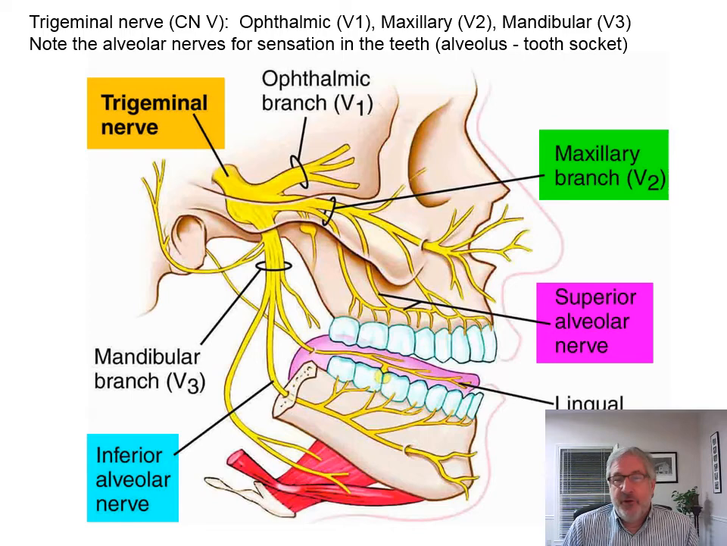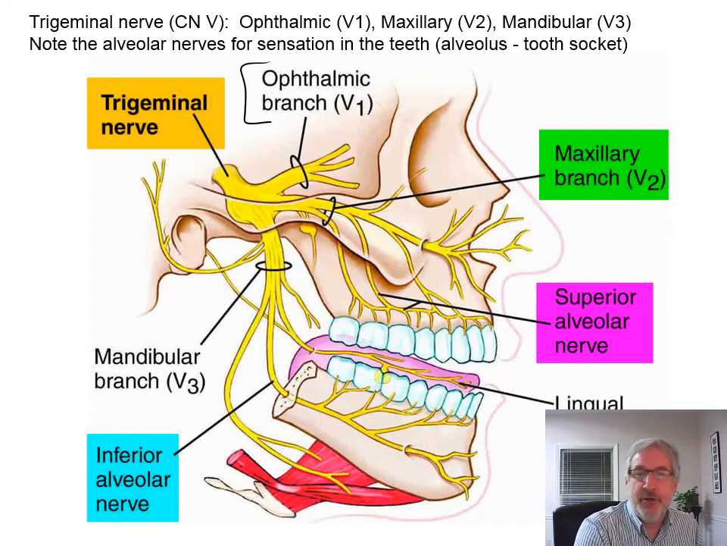Okay, here now we're going to move on. We've done 1, 2, 3, 4, and 6. So now we're going to do the trigeminal nerve, cranial nerve number 5. So here's the ophthalmic branch. So the trigeminal nerve has the ophthalmic branch, the maxillary branch, and the mandibular branch. So this is 5, 1, and this is 5, 2, and this is 5, 3.